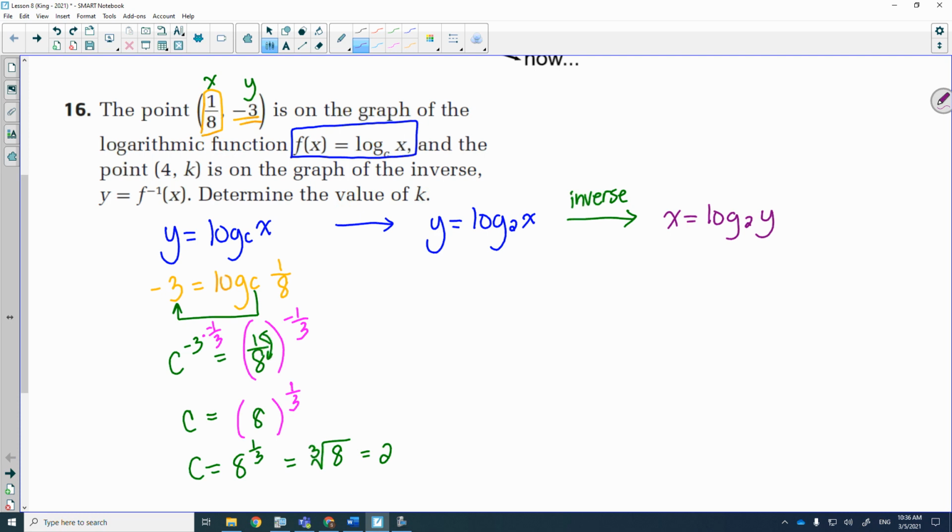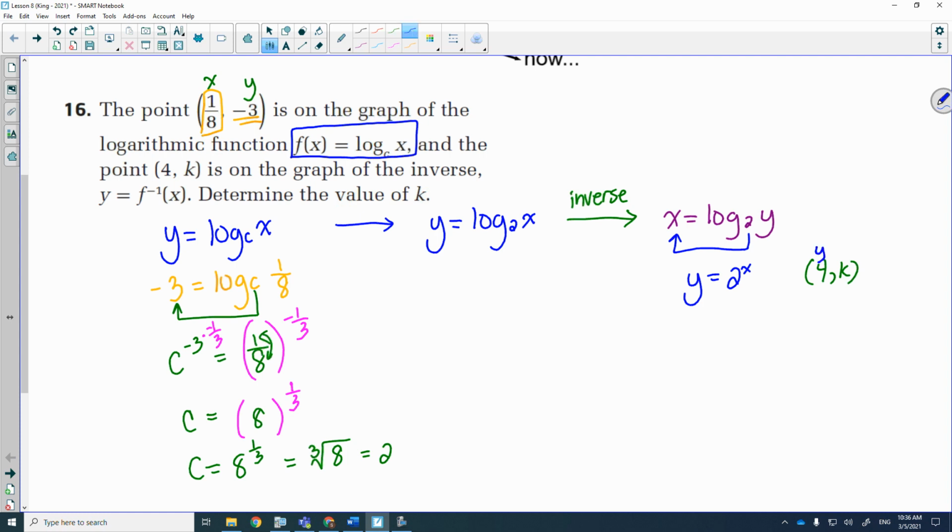Exponential form. If you're in log form, get out of it by going to exponential form. So y is equal to 2 to the power of x. It gives me another point, and it says that point is on this graph. It's on the inverse, the graph of the inverse. So I'm just going to jot that point off to the side. That point is (4, k).